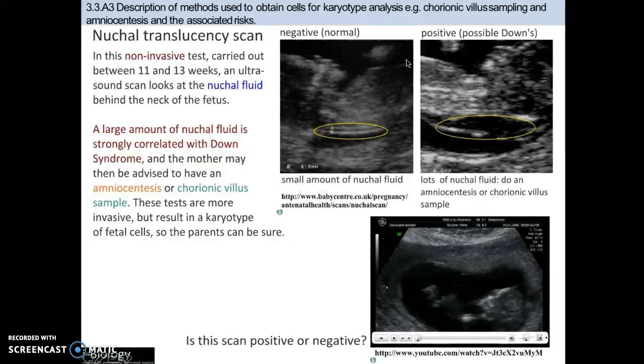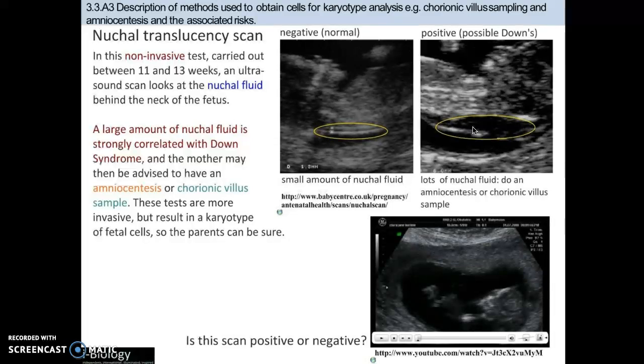So this is the baby's head, and here is the neck part. If there is a large amount of fluid, and you can see that by the black here, it's strongly correlated with Down syndrome. So oftentimes if the doctor sees this and sees a lot of nuchal fluid, they will advise them going through amniocentesis or chorionic villus sampling to confirm.